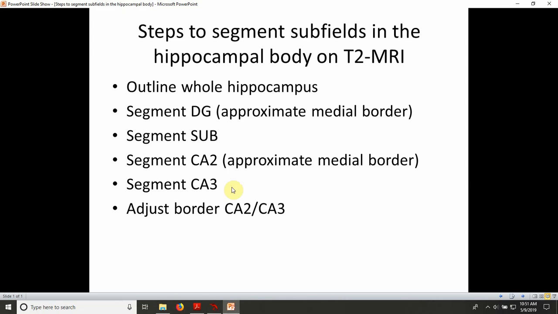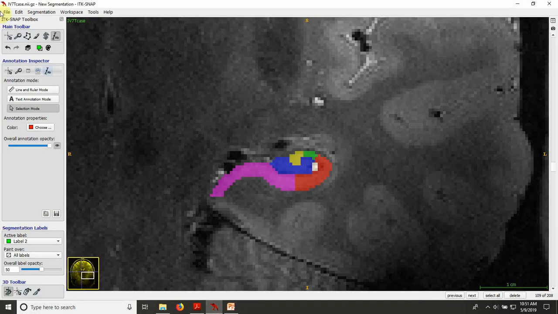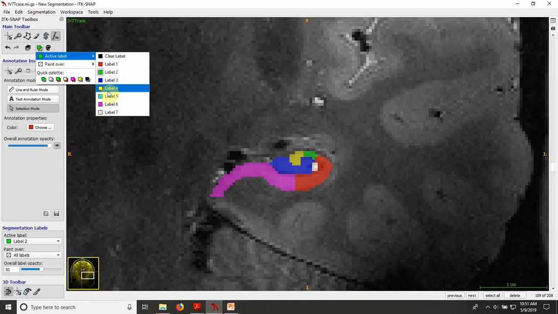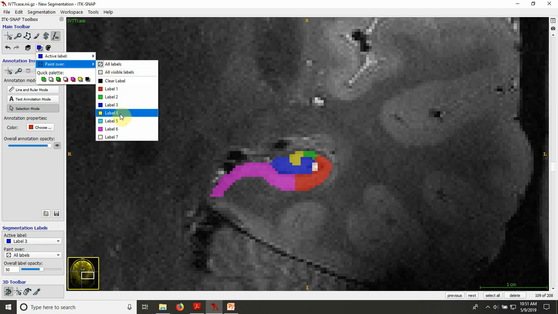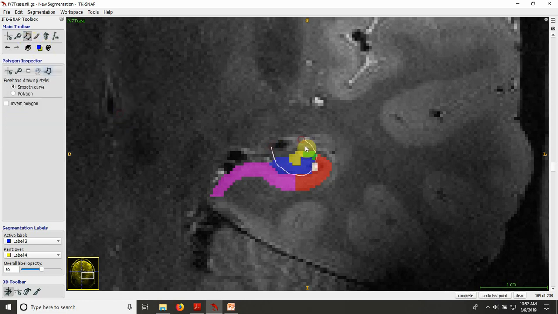So to summarize again, we start with outlining the whole hippocampus, then segment the dentate gyrus. We're approximating this medial border, which we're going to adapt later. Then segment the subiculum, then CA2, again approximating the medial border, which we're going to adapt later. Then segment CA3, and then we go back and adjust the CA2, CA3 border. So now I'm going to show you the second rule. So I'm going to draw over this CA3 label. And I'm going to determine it again, but with the other rule.